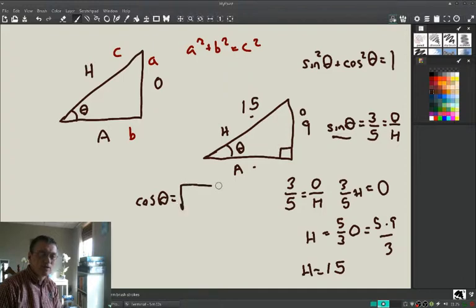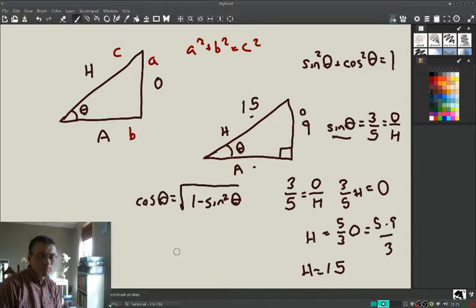It's going to be the square root of 1 minus sine squared theta. See how we just rearranged that equation to get this? Subtract sine squared of theta from both sides, get cosine squared of theta by itself, and then take the square root of both sides.